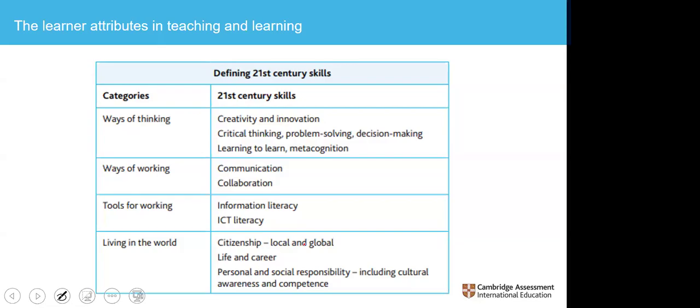In teaching and learning, these are some of the categories when it comes to the 21st century skills: ways of thinking, ways of working, tools for working, and living in the world. Once we have these integrated in our teaching and learning, it means that the learners will be supported to achieve the different attributes that the Cambridge curriculum is looking at.